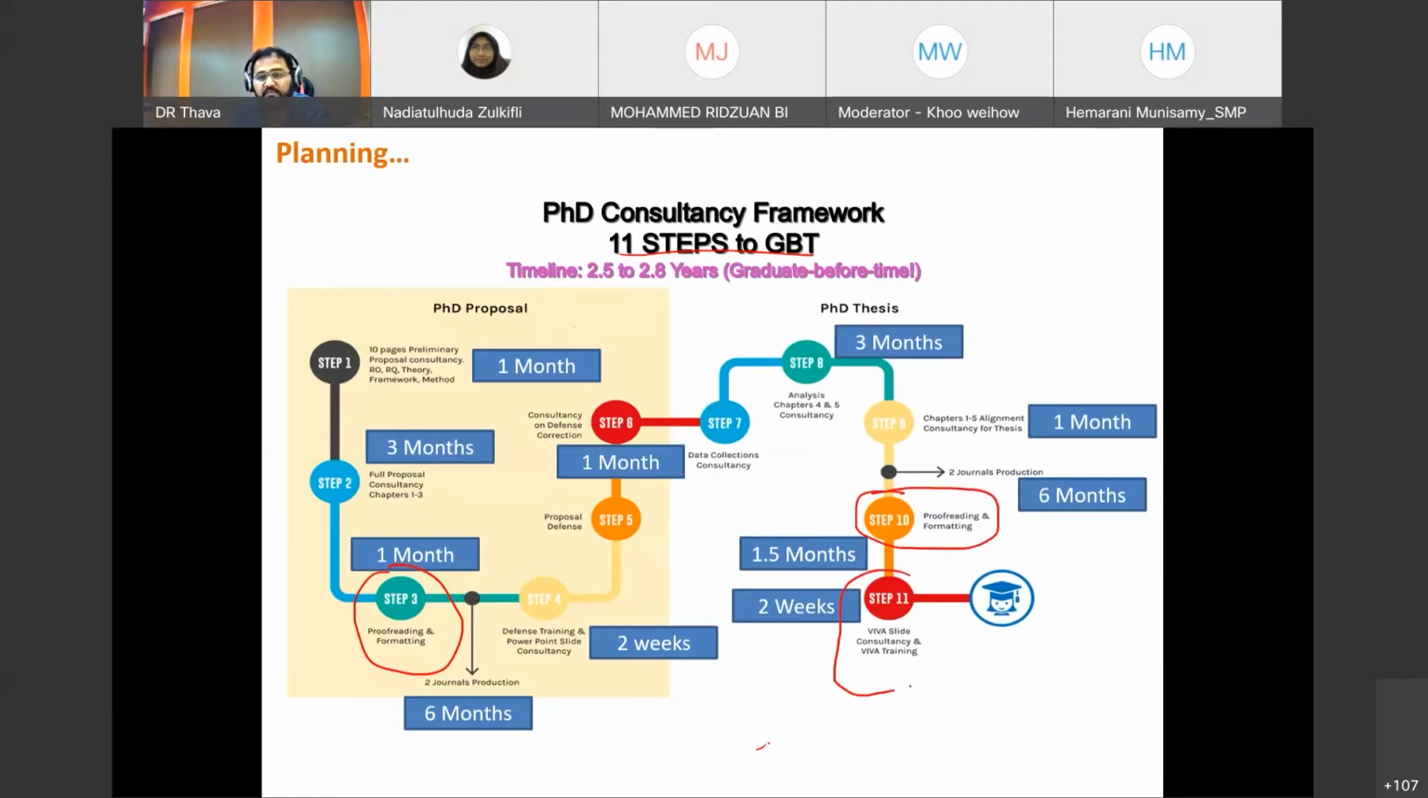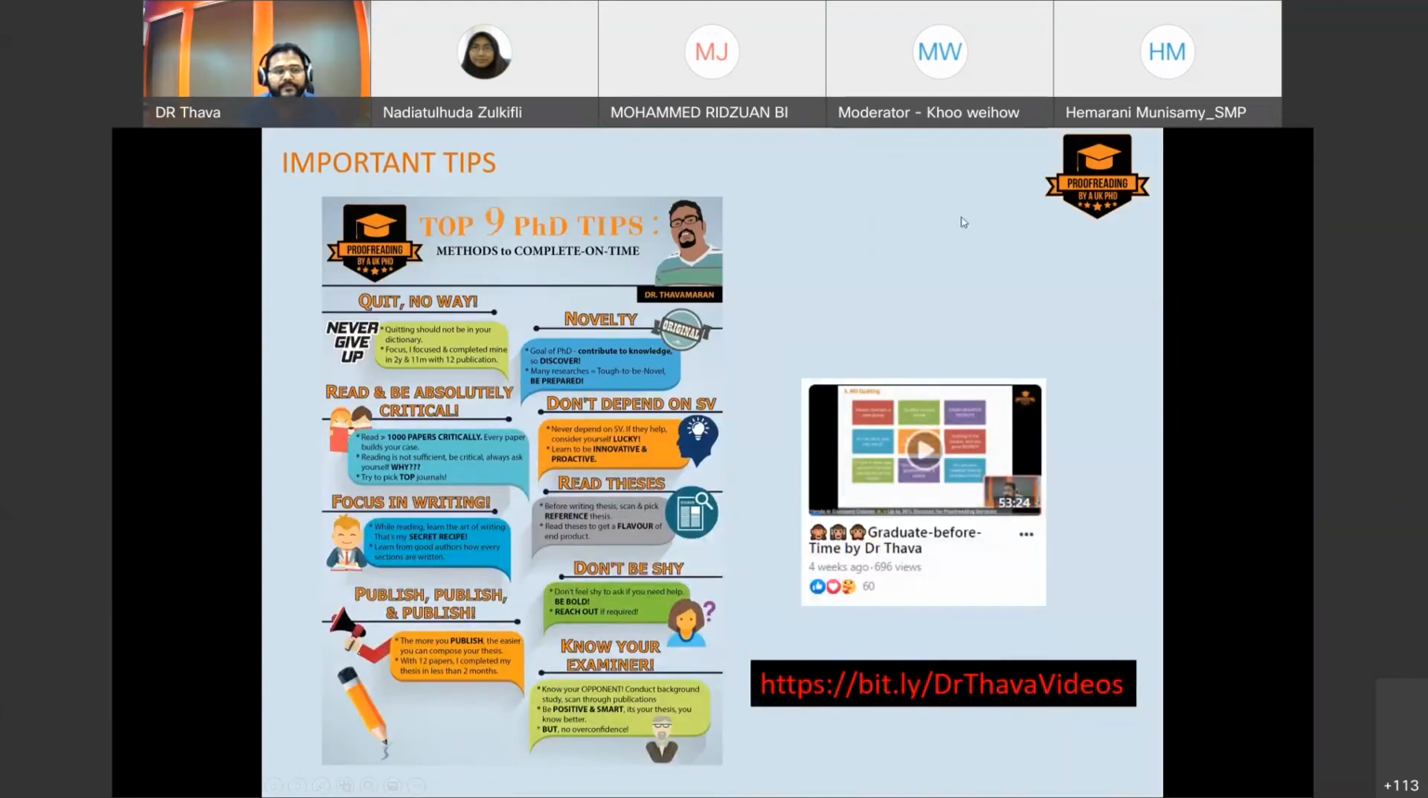Okay, and finally, prepare your viva slides. Here, it is very important for you to do a lot of viva training. This is very, very crucial, very, very essential. Why? So that you know where you are facing problems. And make sure you build a very good deck of slides, and then you go for your viva. This is important. 9 PhD tips that I really, really followed during my PhD.